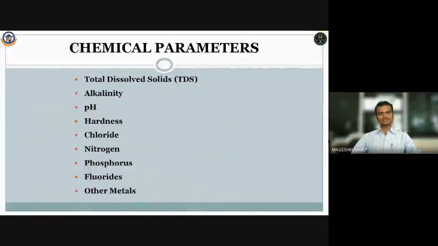To start with, total dissolved solids, TDS. So the suspended solids are coming under the physical parameter category. Here, the total dissolved solids is coming under the chemical parameter. So any chemical, calcium, magnesium, sodium, potassium, any chemical you name it, it comes under the total dissolved solids. And alkalinity, pH, hardness, chloride, nitrogen, phosphorus, fluorides, and other metals, and some dissolved gases. So these are all the chemical parameters which we can experience from the water or wastewater.